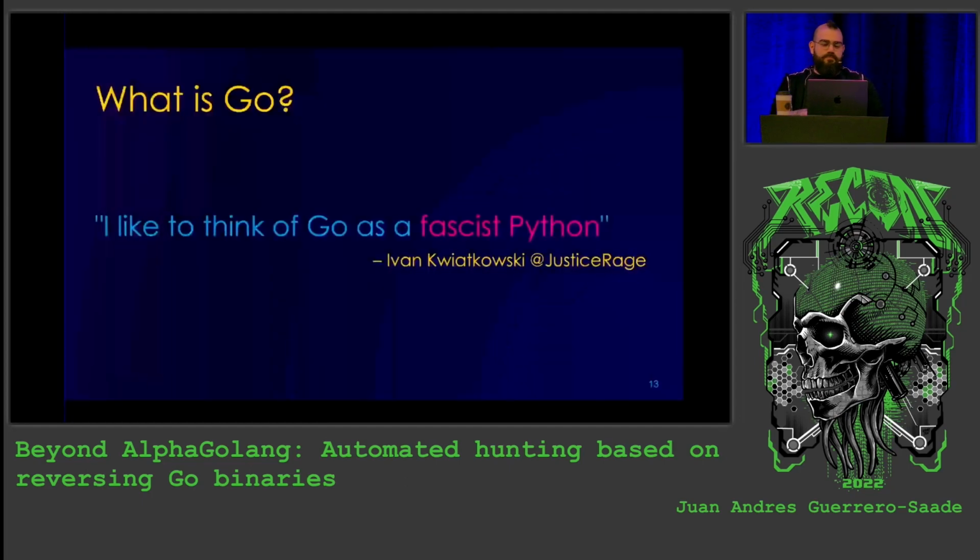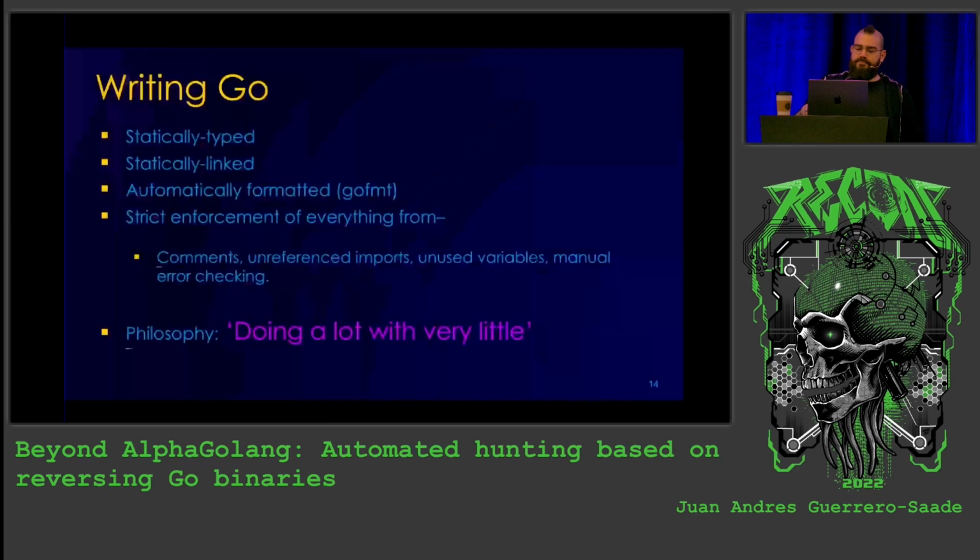So real quick, my friend Ivan talks about Go as just fascist Python, right? At some point, somebody looked at all the mistakes that people make in Python and said, this is unacceptable. There are ways that we can fix this if everybody would just commit to doing them the right way. So when you're writing Go, you just have to think of it as statically typed, statically linked, and automatically formatted. For anybody who has worked at Google in the past, this is a readability manager's dream, essentially. You're forcing everyone's code to look the same.